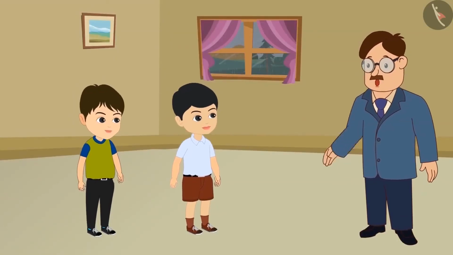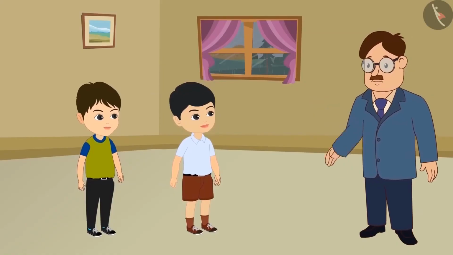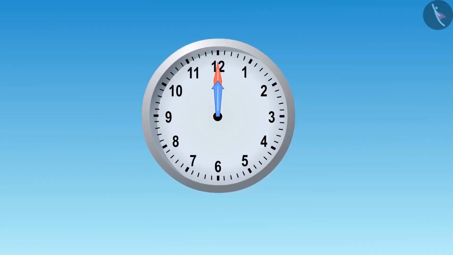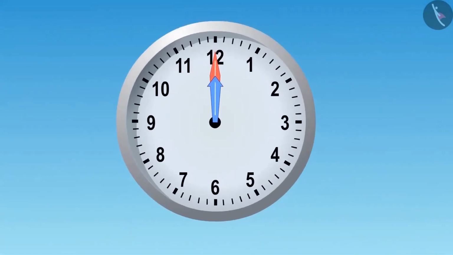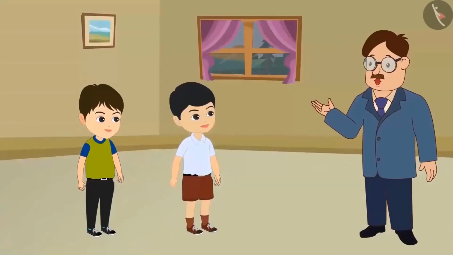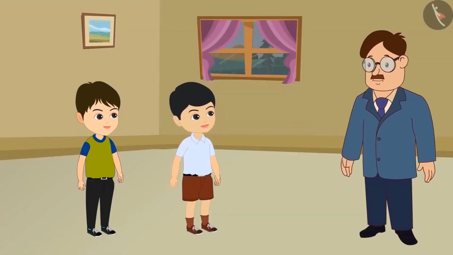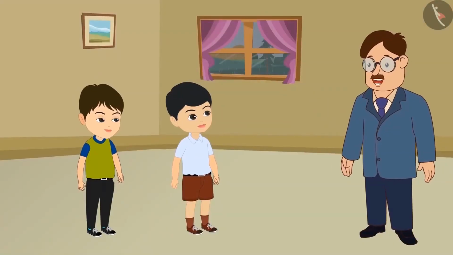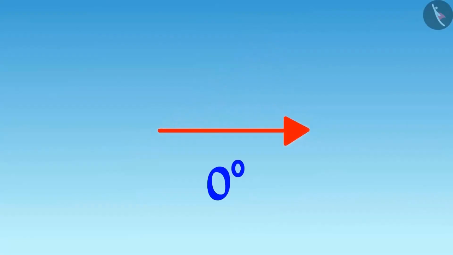Come on children, I will ask you one question now. When it is 12 o'clock, what is the angle formed there? At 12 o'clock, there is no rotation between the hands. There will be no angle in this case because there is no rotation, so we can call it 0 degrees. Yes, absolutely correct answer, Bholu. When there is no rotation between the sides of an angle, it is called an angle of 0 degrees.